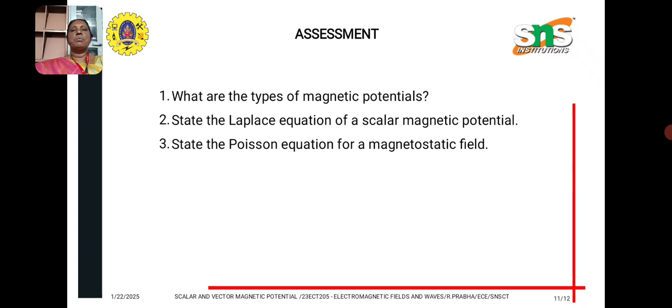So now the assessment questions: the types of magnetic potential, we know scalar and vector magnetic potential, Laplace equation and Poisson's equation of magnetic potential and field, we have known from the PowerPoint presentation.